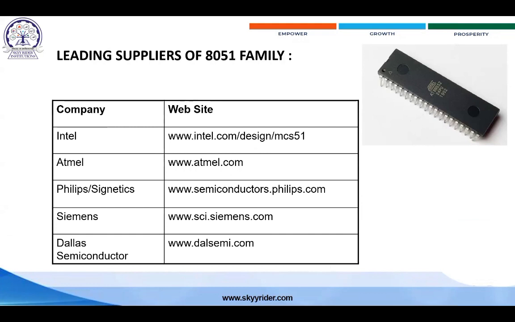Those who know about industrial automation know about Dallas Semiconductor and Siemens. And those from the ECE branch know about Atmel, Intel, Philips and Signetics, and everyone knows about Intel. So if you want an 8051 microcontroller for your users, you can directly connect to these companies, or if you are going to purchase an 8051, you can go for these companies' 8051 microcontrollers.